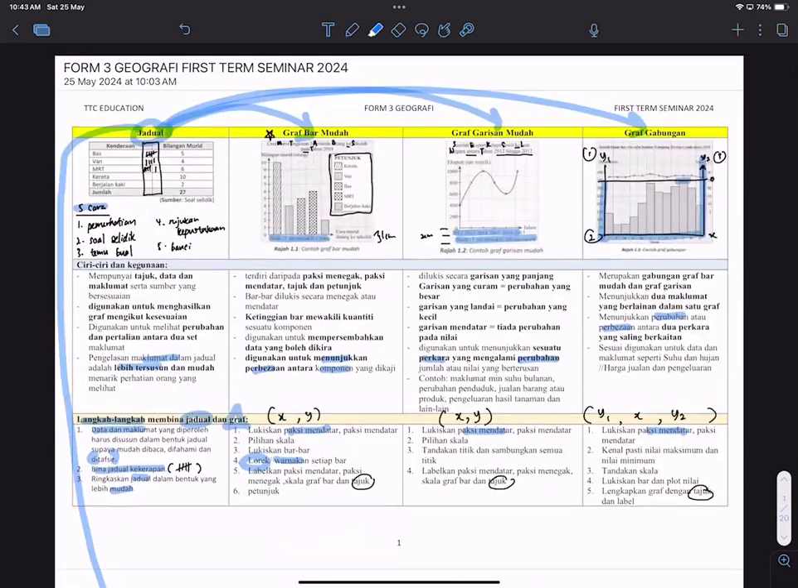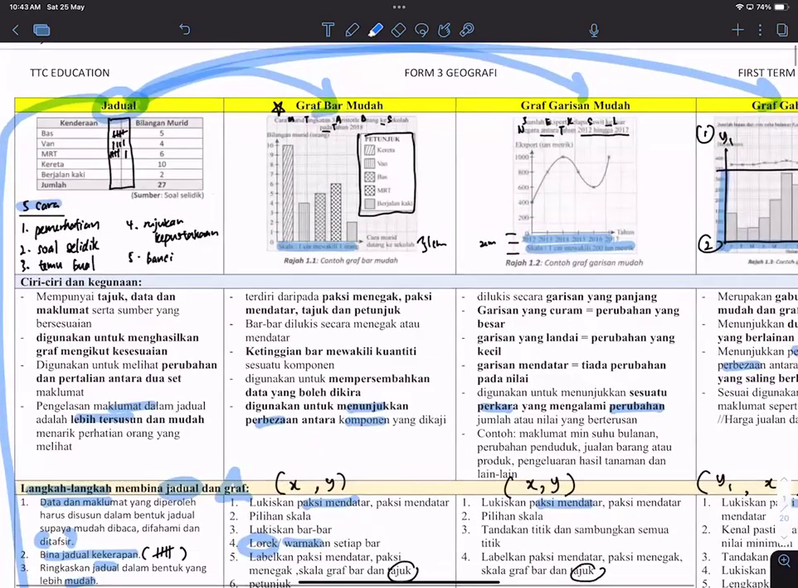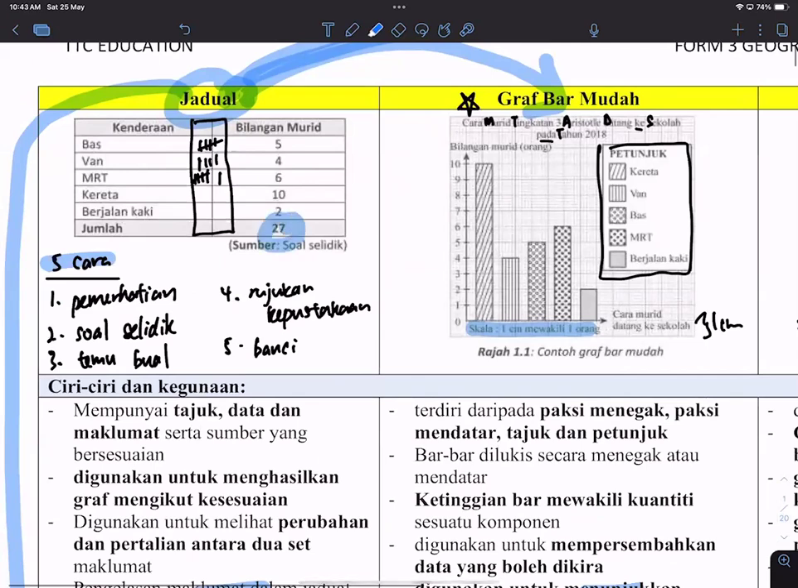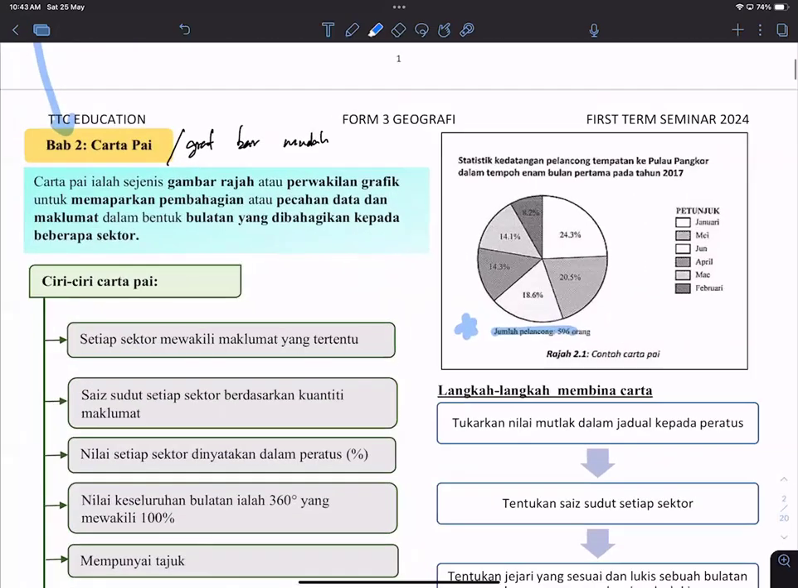So if you look at the graph bar, we don't need to mention the jumlah. But within the jadual, yes, we already have the jumlah. So we just try to draw without the jumlah. Okay, that's the difference. So remember catapai, put a star. I just assume that your school teacher is going to set catapai for your first term exam, assuming that your final is not going to touch the graph of catapai anymore.